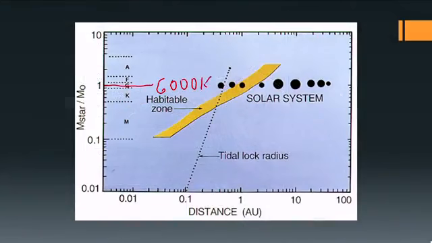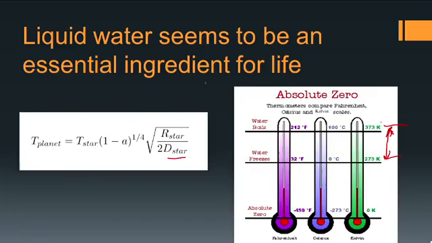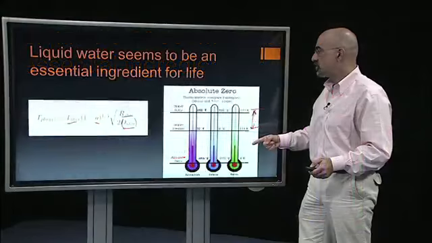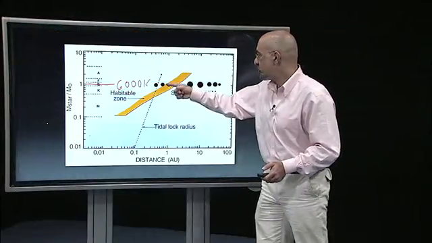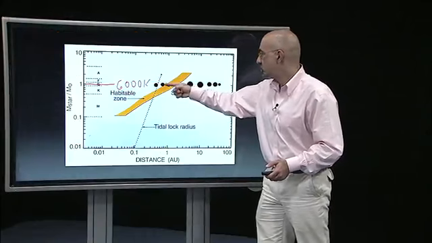For our sun, we can ask over what range of distance. Let's go back to that equation. We'll plug in the sun's temperature. We'll plug in the sun's size. Assume the same reflectivity, say, as the Earth. And then ask over what range of distance does this temperature lie between 273 and 373 degrees. That range of distance is shown right here.